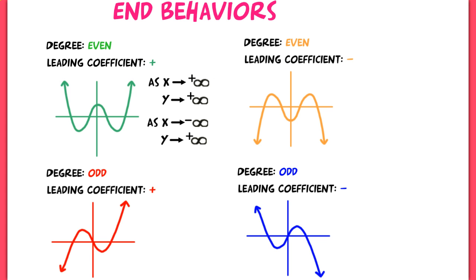Now this next diagram in orange shows the graph of a polynomial function that again is even, but this time the lead coefficient is negative.